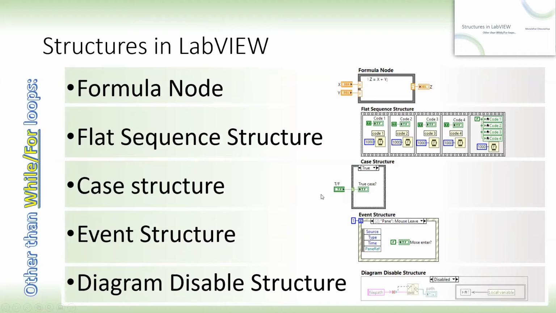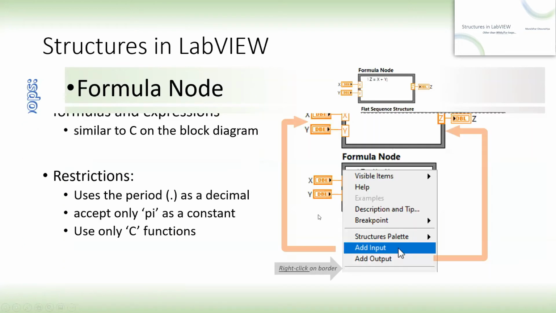Okay, and then there is one more structure. It's called the disable diagram structure. This one is used to cover up your code in your block diagram. For example, you have some code which needs further modification, but you don't want to execute it right now. So you just cover up that code, and LabVIEW will not check for errors inside the code. Okay, so this is called the disable diagram structure. I will explain it a little bit more.